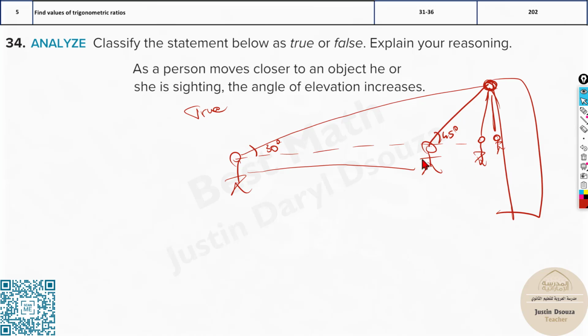See, now the distance over here is long, isn't it? But as you move closer, the distance over here decreases, but this height, it's a fixed object. It's not moving. It's going to be at the same position, right?